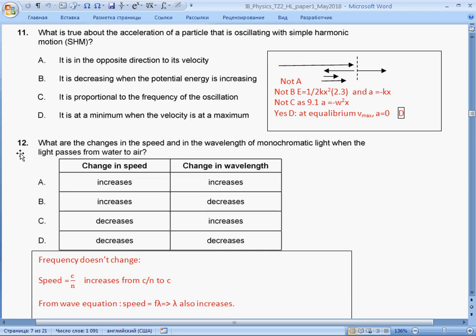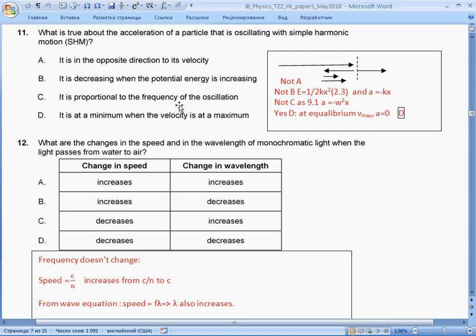What is true about the acceleration of a particle that is oscillating with simple harmonic motion? Here I have drawn the equilibrium position, so the particle oscillates, stops, then has maximum velocity, then stops, and acceleration in the middle is 0, at the extremes it is maximum. It is in the direction opposite to the velocity. No, for example here they both are to the right. It is decreasing when potential energy is increasing. Potential energy increases with displacement, the same happens with acceleration.